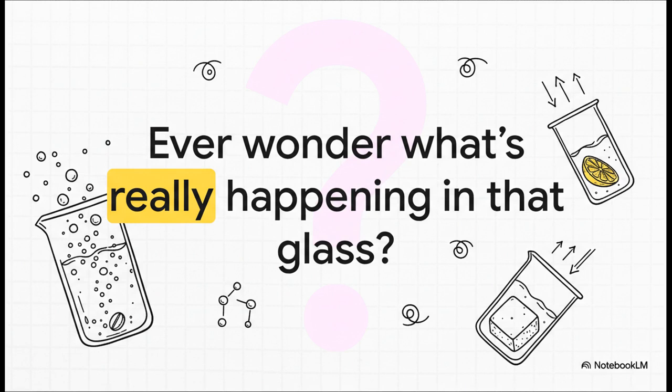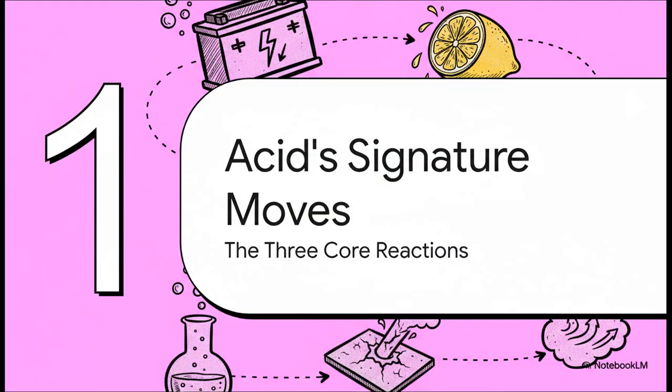So to really get what's going on in there, we gotta take a step back and figure out what makes an acid, well, an acid. Okay, let's get right into it. It turns out that pretty much all acids, from the super powerful stuff in a car battery to the gentle citric acid in an orange, they all have a few signature moves, a few key reactions they always do. Let's take a look at the three most important ones.